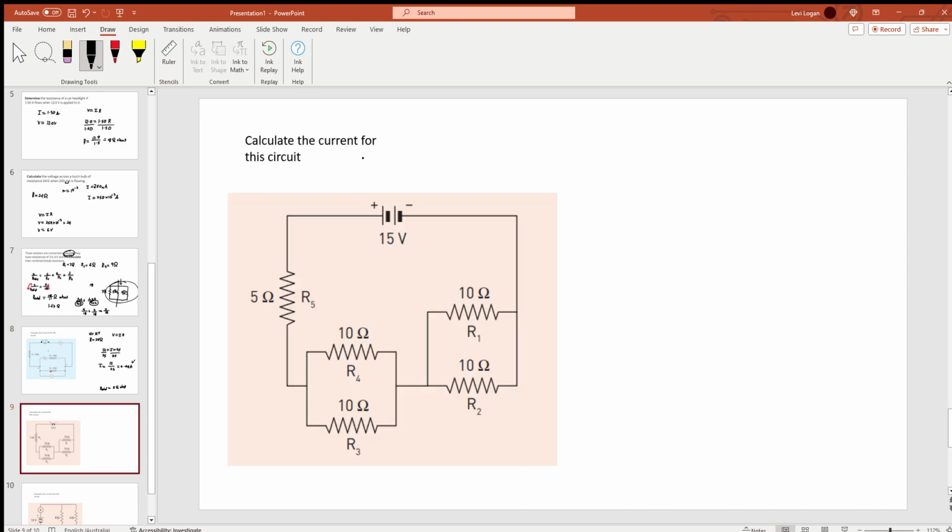So calculate the current. Sorry, I didn't read it properly. Calculate the current for this circuit. Okay, so this one's a bit better. They've actually got it labeled. So the current is going to be going through this way. This is conventional current, and it'll be going through a couple things.